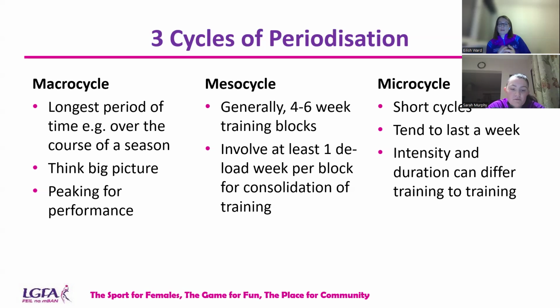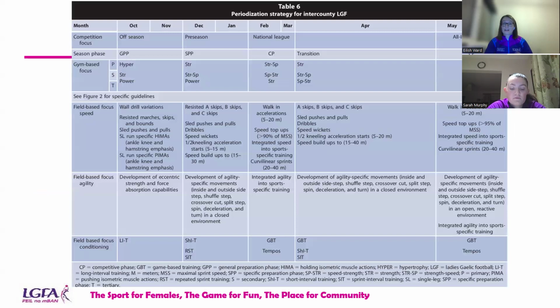And what you want to be happening is that your microcycle will be feeding into the aims of your mesocycle, and then your mesocycle will feed into the aims of your macro. With your microcycles, the intensity and the duration can differ from training to training. Equally with your mesocycle, from one mesocycle to the other, the intensity and duration will be different. And this goes back again to the graphic that we showed at the start. It just brings some of the concepts to life a little bit more.